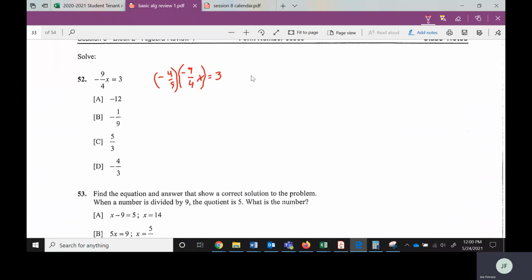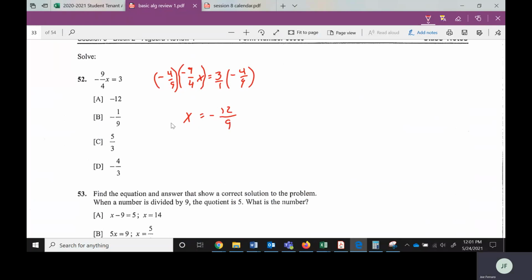So times a negative 4/9. So these cancel out. You're left with just x. If you're confused here, you can put this over 1, because that's still 3. Multiply across the top. Well, first of all, it's going to be negative. Positive times negative. Multiply across the top. 3 times 4 is 12. 1 times 9 is 9.